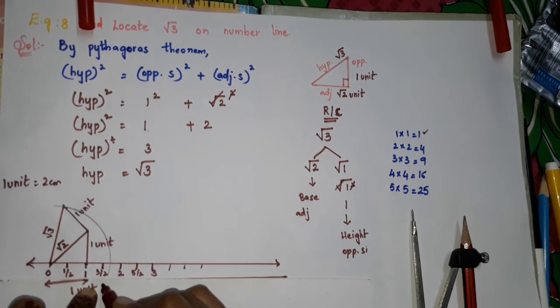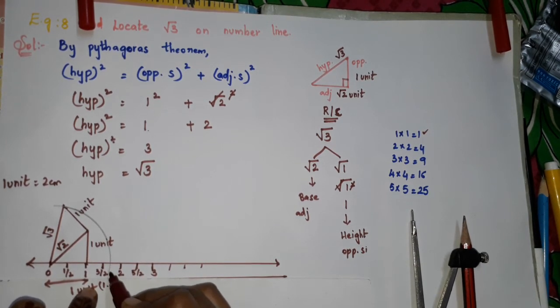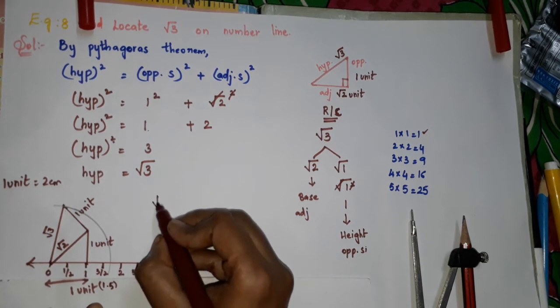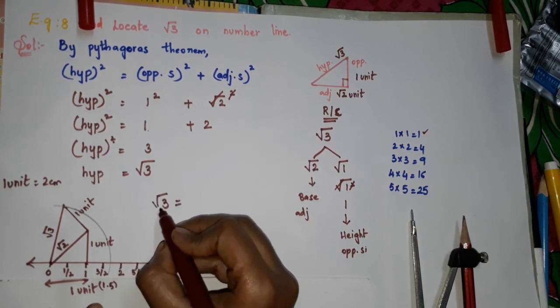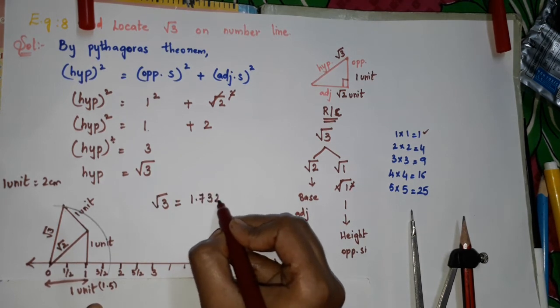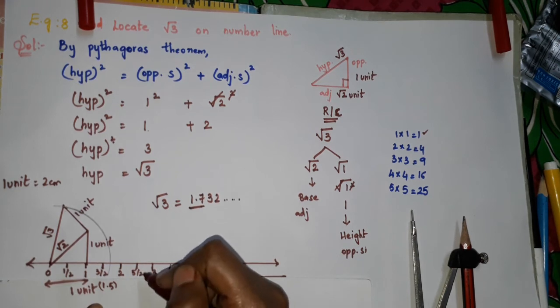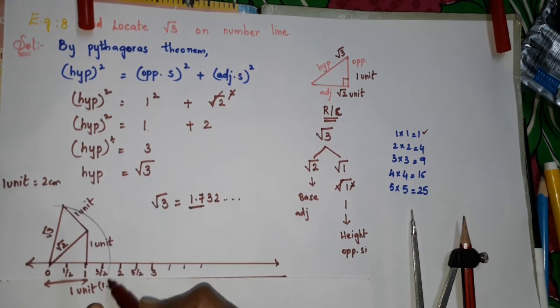This is 3/2, which is nothing but 1.5, right? This is 2. Between 1.5 and 2 we got the arc. So √3, what is the √3 value? By the long division method we have done, that is 1.732, and so on. So what is the √3 value? 1.7. Because of that reason, after 1.5 we got the arc.